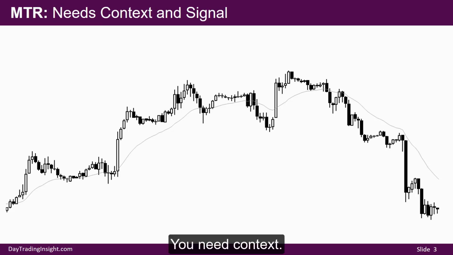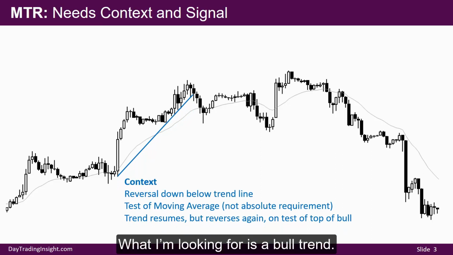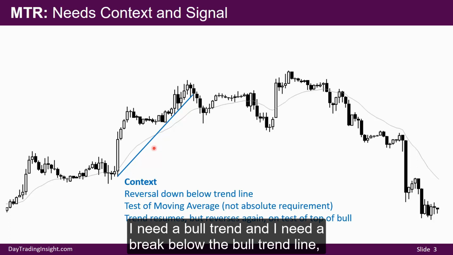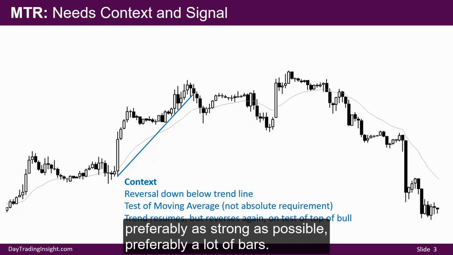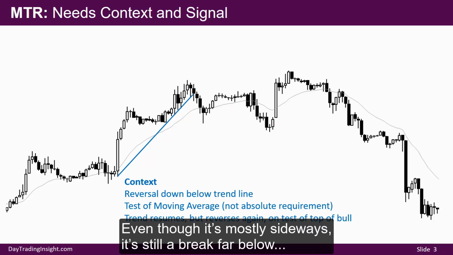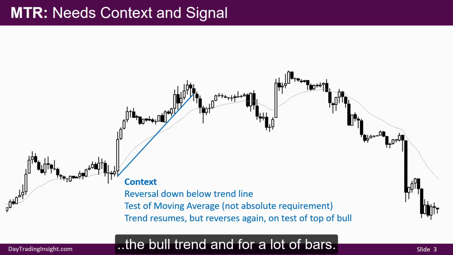You need context. What I'm looking for is a bull trend. So if I'm looking to sell a major trend reversal, I first need context. I need a bull trend and I need a break below the bull trend line, preferably as strong as possible, preferably a lot of bars. 5 bars, maybe. Here we got 20 bars. So there's a lot of movement. Even though it's mostly sideways, it's still a break far below the bull trend and for a lot of bars.